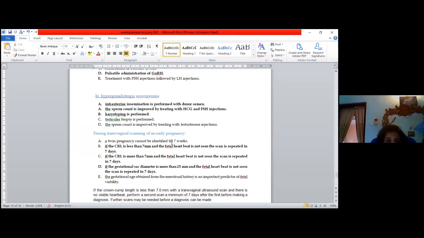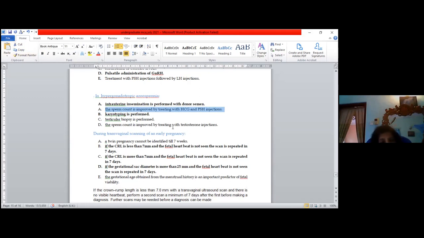Intrauterine sperm insemination is performed with donor semen. Yes, because hypergonadotropic azoospermia cannot be corrected much. Sperm count cannot be improved by treating with HCG and FSH injection. If it's hypogonadotropic, we can. But hypergonadotropic azoospermia is not treatable.